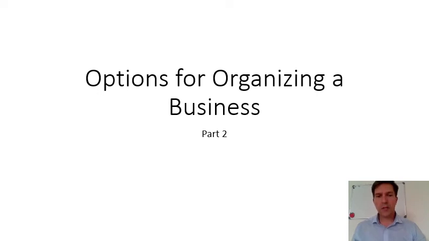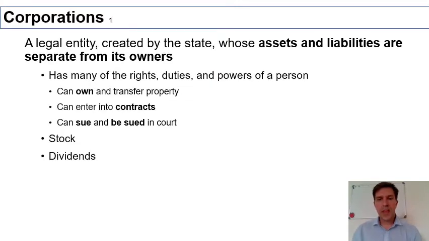This is going to be part 2 of how firms are organized from a legal perspective. We're going to mostly talk about corporations. If you were following with the previous part of this presentation, we were talking about the different types of organizational structures that you can actually have in firms. We were talking about sole proprietorships and partnerships. Now we're going to talk about corporations.